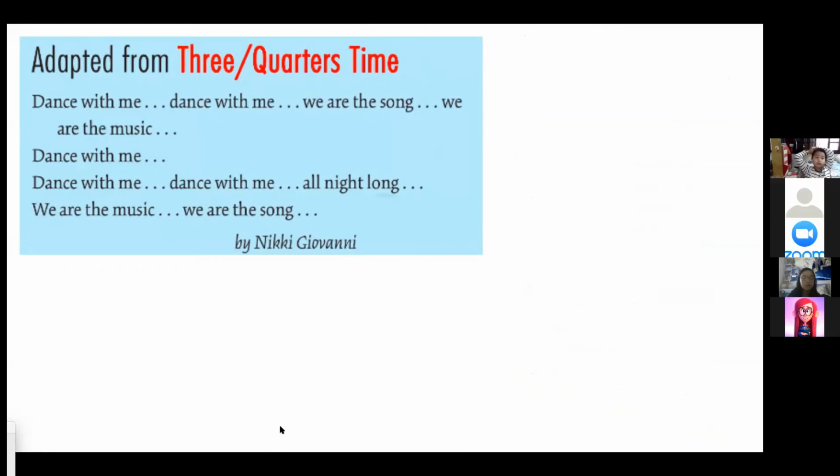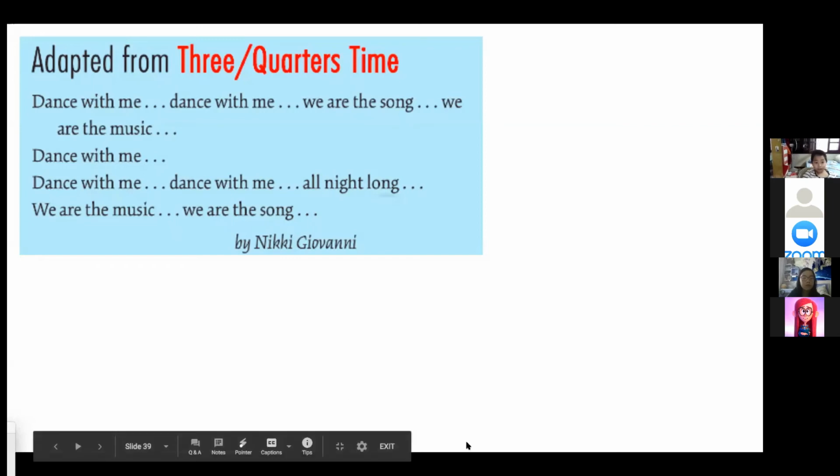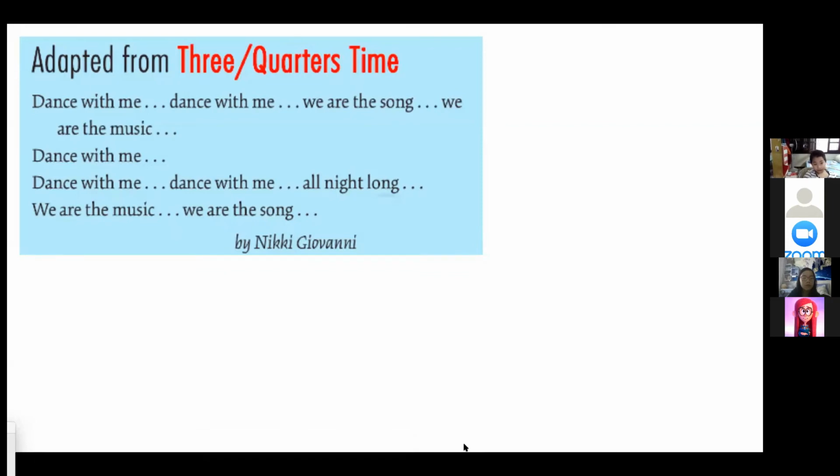Dance with me, dance with me. We are the song, we are the music. Dance with me, dance with me, dance with me. All night long, we are the music, we are the song.